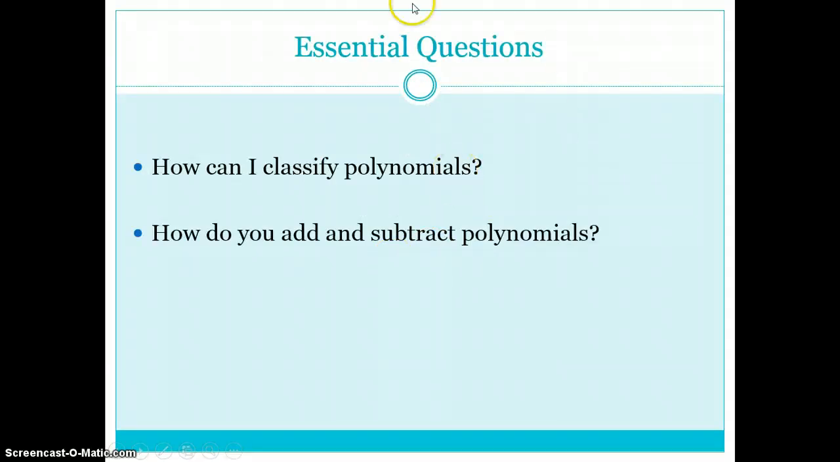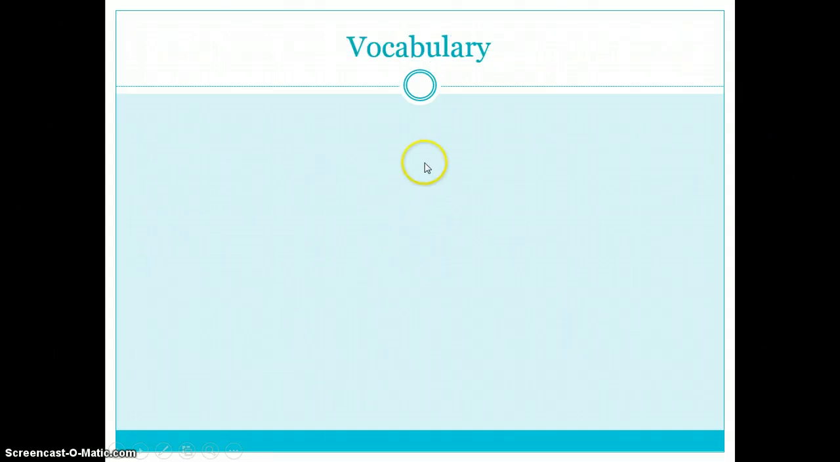So what we're going to learn today is how to classify polynomials, okay? And then we're going to learn how to add and subtract them. The adding one is really easy. The subtracting one, there's a little trick about distributing the subtraction symbol, and then it's basically the same thing. And we'll go on from there. So let's get started. So the vocabulary.